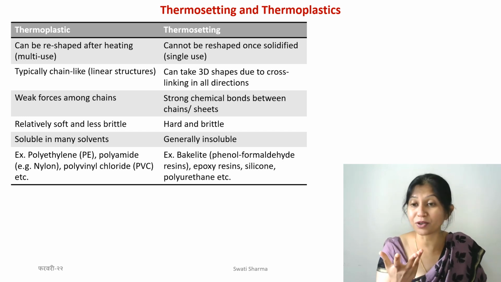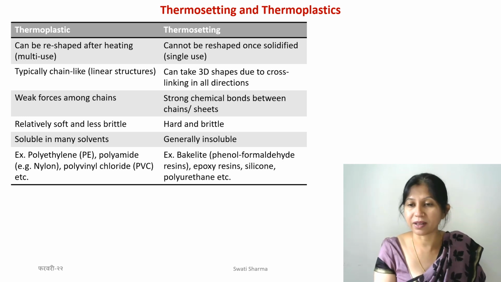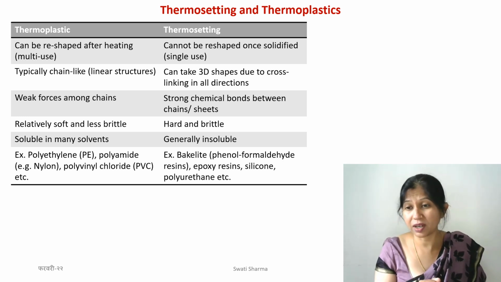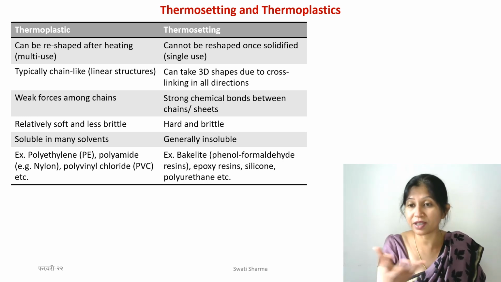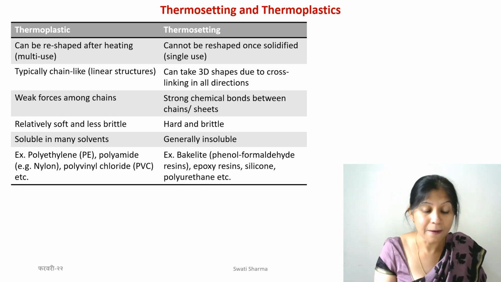And the single-use polymers are the ones that cannot be reshaped; once they take a shape, it is permanent. Okay, but then why do we use it? The multi-use should always be better than single-use, right? Because we want to recycle the polymers and so on.